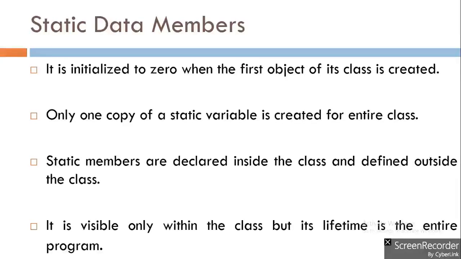Static members are declared inside the class and they are defined outside the class. Yes friends, we have to declare a data member as static within a class, and we have to define that data member outside the class. So it is visible only within the class, but we can say its lifetime is the entire program. That means we can access the static data member throughout the execution of the whole program.